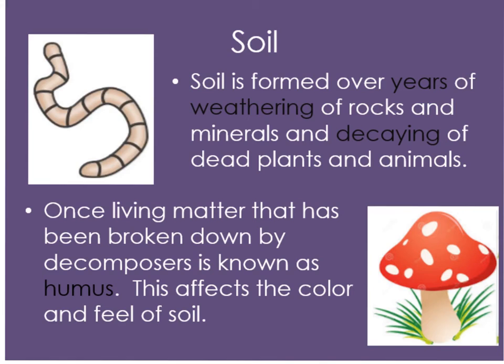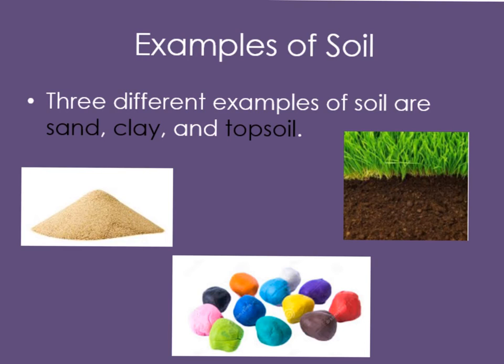Soil is formed over years of weathering of rocks and minerals and decaying of dead plants and animals. Once living matter that has been broken down by decomposers is known as humus. This affects the color and feel of soil. There are actually 3 examples of soil, and they are sand, clay, and topsoil.